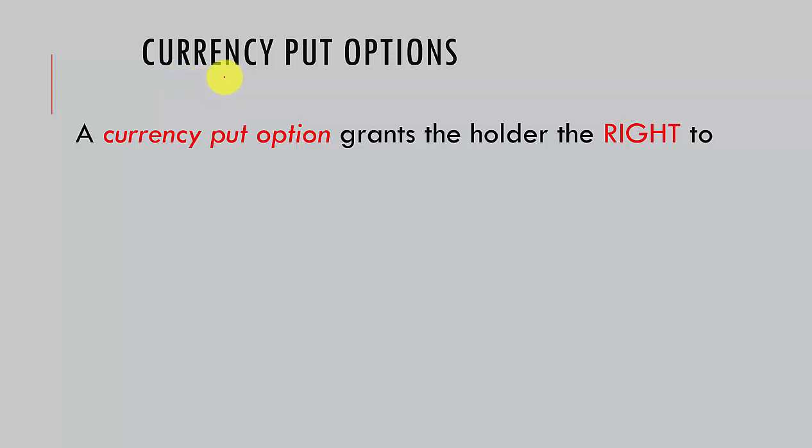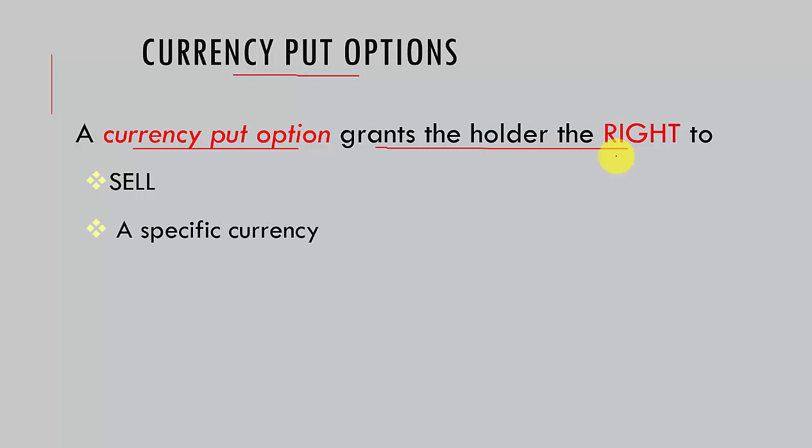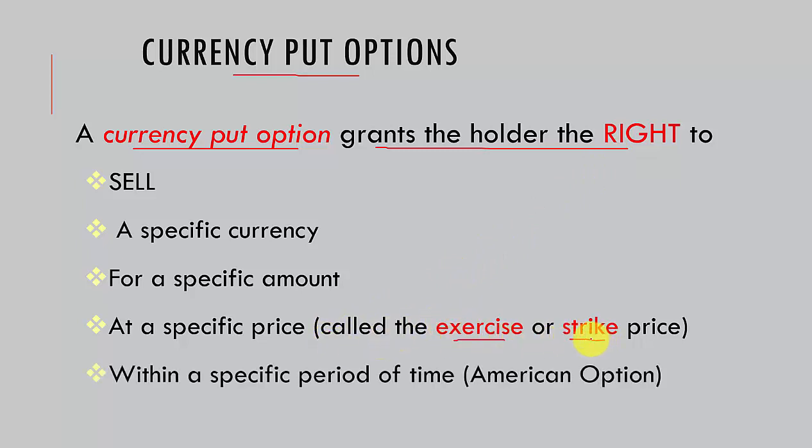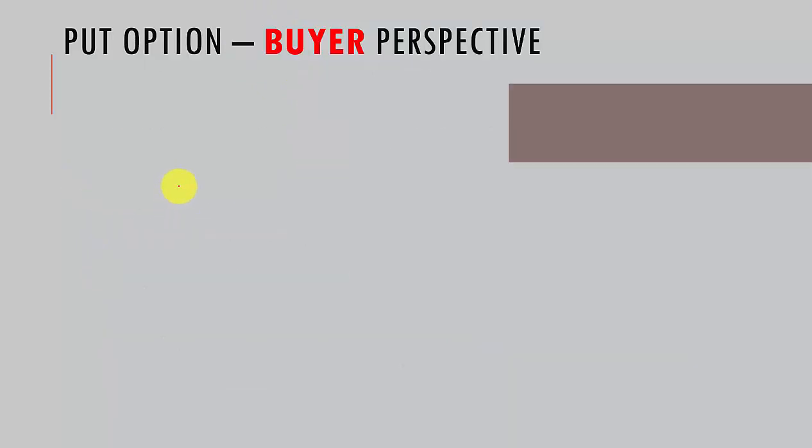Hello everyone, in this video we will analyze the put option contract. First of all, the put option contract grants the holder the right to sell a specific currency for a specific amount at a specific price, normally called the exercise price or strike price, within a specific period of time, applied to American options. So remember that if it is a put contract, it means it gives the right to sell, right? So let's look at the put option from the buyer's perspective.